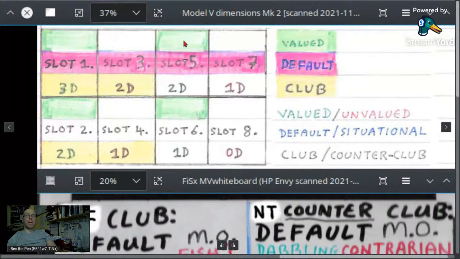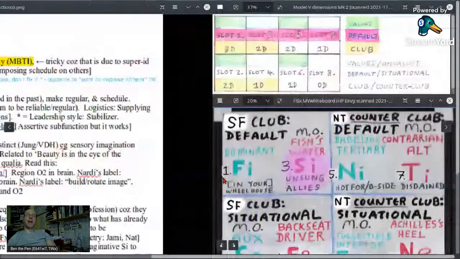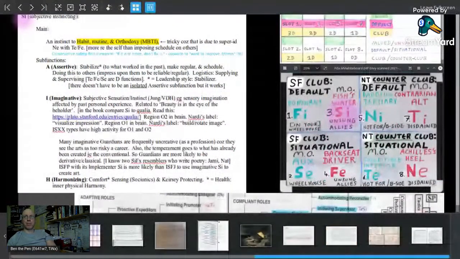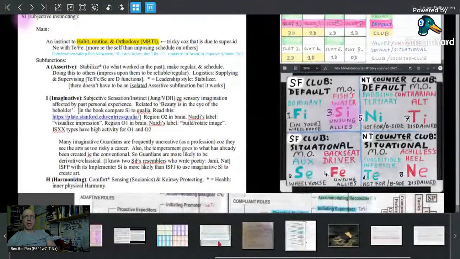But here, club trumps valued. So the most important, because Dario's data would show the club functions are the strongest. So the most important of these factors is club, then it's valued, then it's default. And that goes in line with the data. Let me show you the data. So the data would be here.